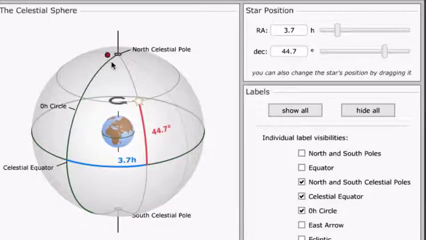So the celestial sphere, like the Earth, comes equipped with a north and a south pole. In fact, the north celestial pole is the point that you would see in the sky if you stood at the Earth's north pole and looked straight up, and similarly the celestial south pole is what you would see if you stood at the Earth's south pole and looked straight up.